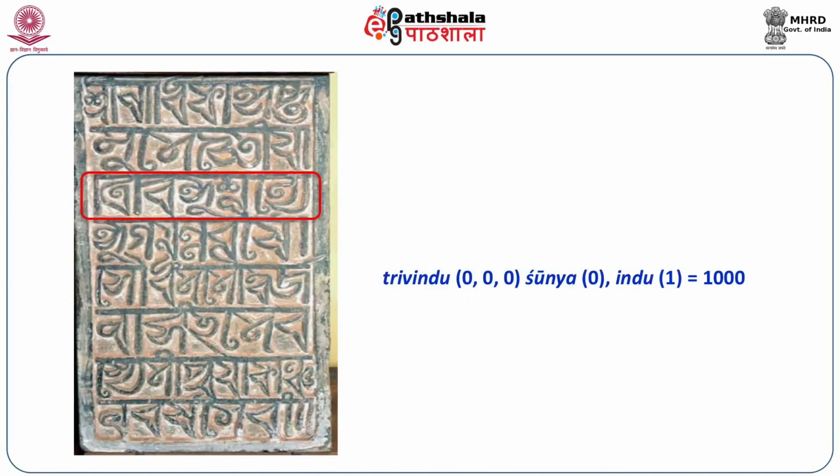Here again, you have a different kind of chronogram. It reads Trivindu Shunyendu, which means Trivindu, Shunya, Indu. Trivindu are 3 dots and then Indu is 1. So you have 30 followed by 1. You just reverse this, put it in the reverse order, and it becomes 1000.